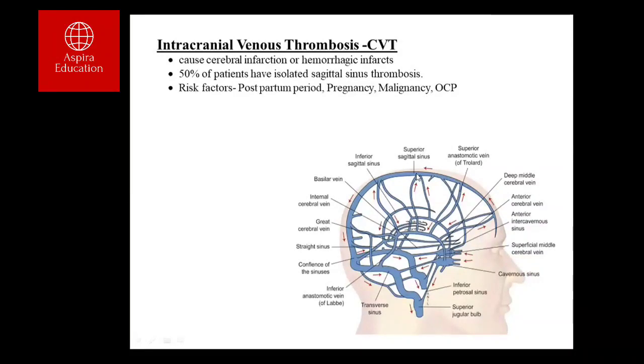Pregnancy is again a procoagulant state, malignancy is a procoagulant state, and oral contraceptives again create a procoagulant state. So all these patients can develop cortical venous thrombosis.